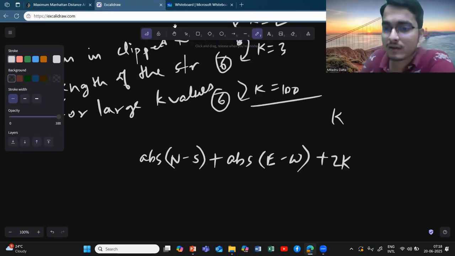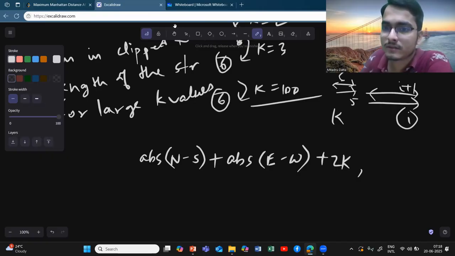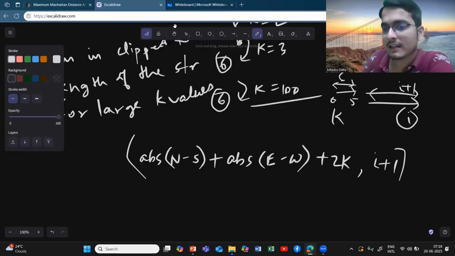For very large values of k, your answer will get clipped. Say you are iterating in the string and you are at index i. What is the length of the string till there? It is i plus 1, right? If you are at index 5, the length of the string is 6, because the index starts from 0. So it gets clipped to i plus 1, or if you are at the last value, it gets clipped to n plus 1.